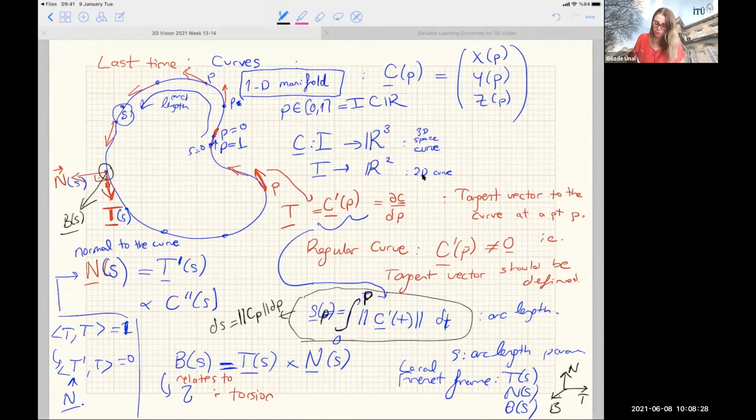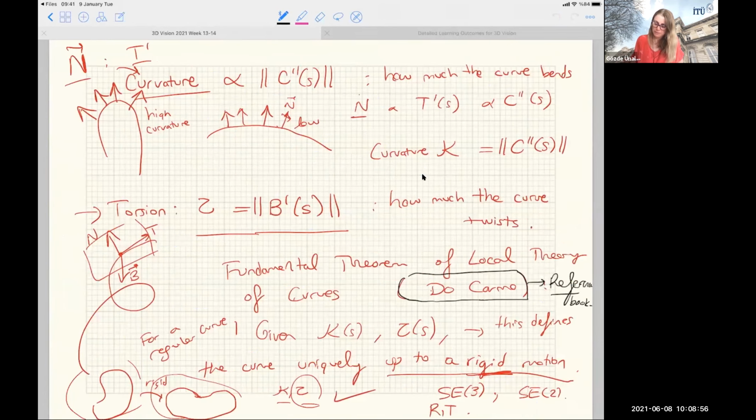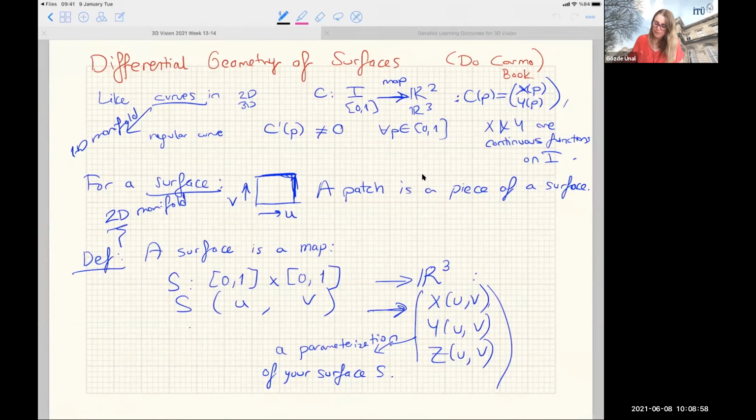These are from calculus, right? From the fundamental theorem of calculus for this derivative, we can write this down. So ds, the differential arc length, is the speed of the curve, the magnitude of the tangent, times the infinitesimal parameter dp, the differential of the parameter. So now we do the same.